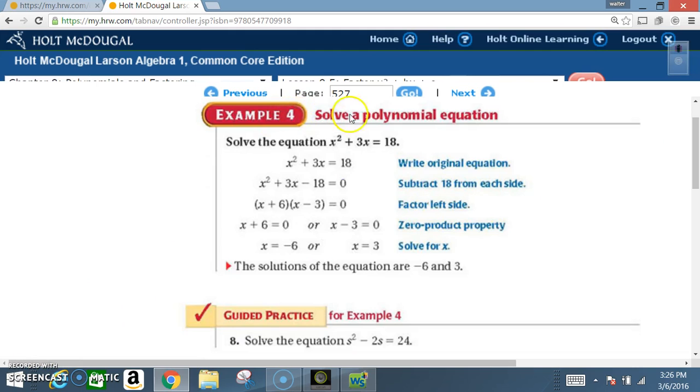All right, now in example 4, we have to solve a polynomial equation. x squared plus 3x is equal to 18. Same as we've done before, but they make us do one step prior. And that is, we must move the 18 to the other side, so the trinomial would be equal to 0. To do that, we say minus 18 on both sides, because the 18 is positive. To get rid of it, we have to subtract. And we end up with x squared plus 3x minus 18 is equal to 0. And then we begin to factor the left-hand side as usual.